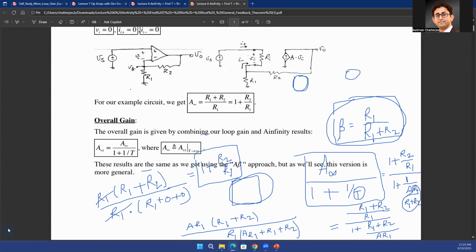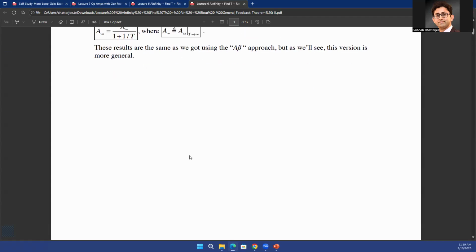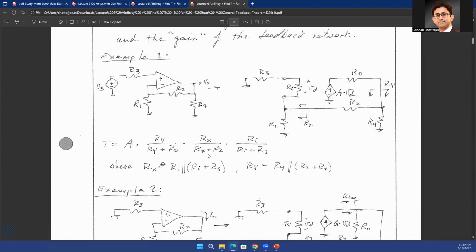So you can think of all of this as just a generalization of whatever you learned in 311. In 311, you learned about just A infinity. We did not learn about loop gain, or the denominator at all for this particular equation. In 311, we only learned about the numerator, and the numerator is for ideal op-amps. If you want to consider the non-idealities of the op-amps, you have to calculate T. And T is A times beta, and we just saw an example of how to calculate beta.